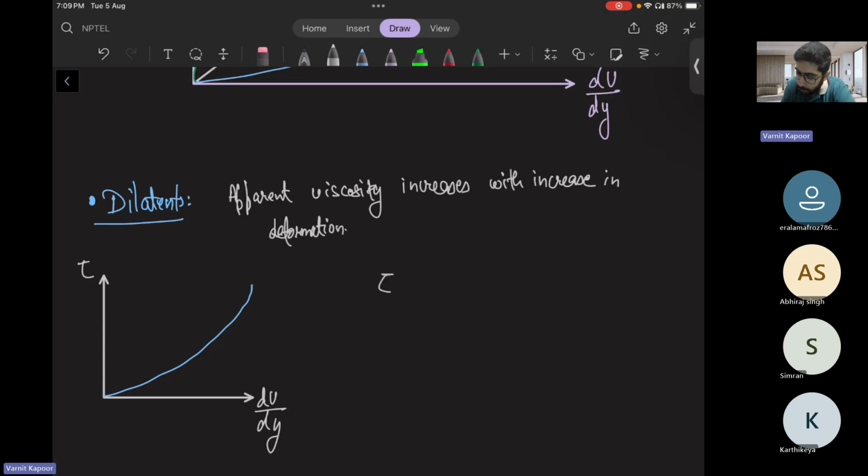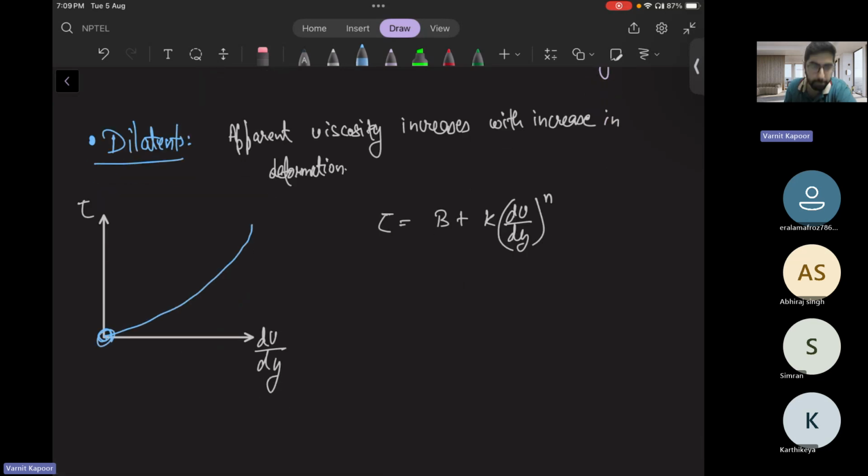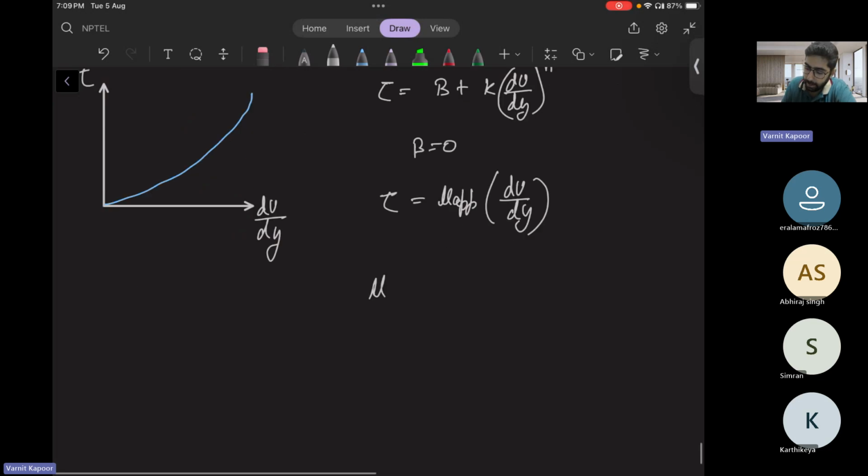So what do I mean? What was our relation? B plus K times du by dy to the power of n. Here if you observe, there is no constant B. B will be 0 here because our plot starts from the origin. So our shear stress is nothing but mu apparent times du by dy, and mu apparent is K times (du by dy) to the power of n minus 1.